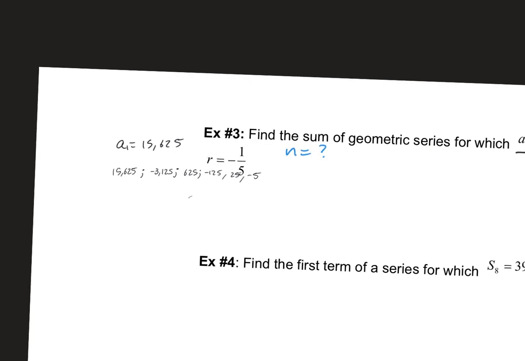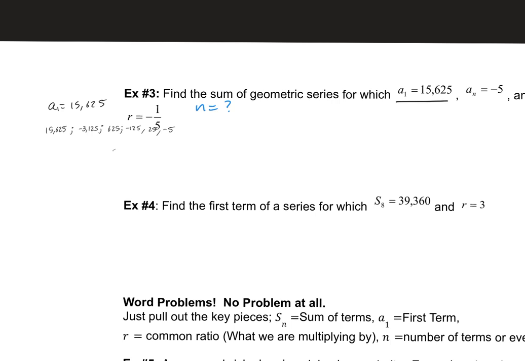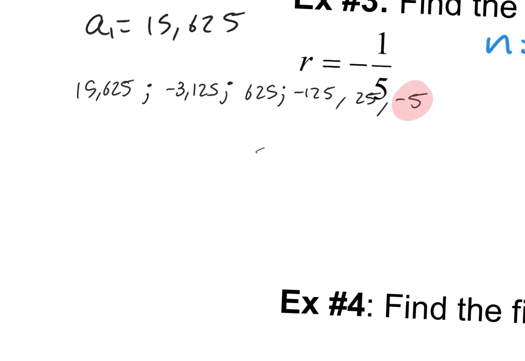Remember, they gave us this hint way over here. They said a sum is negative 5, and we just found negative 5. So what term did it take for us to get to it? Well, let's just count them. 1, 2, 3, 4, 5, 6. So n is 6. Now that's with listing out all the terms. Like I said, that's the old-fashioned way of doing it.